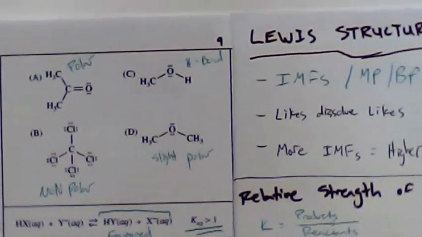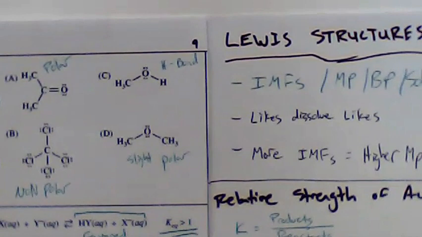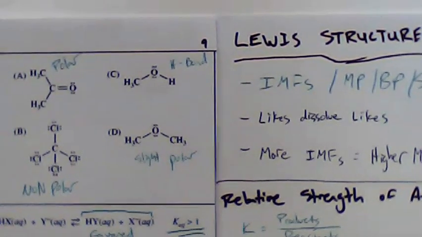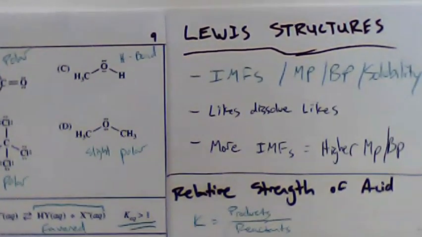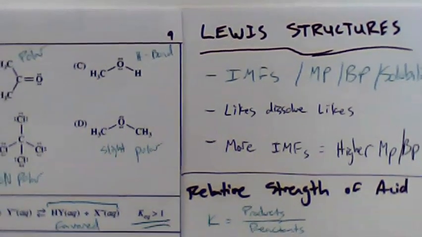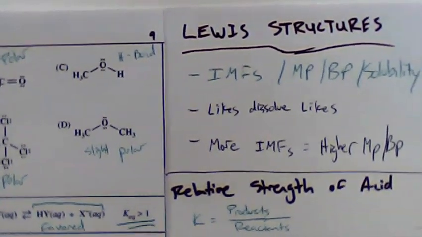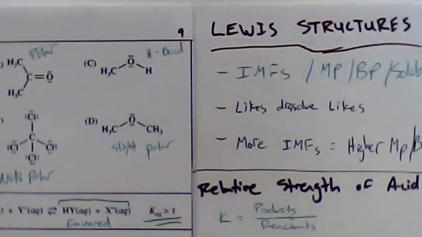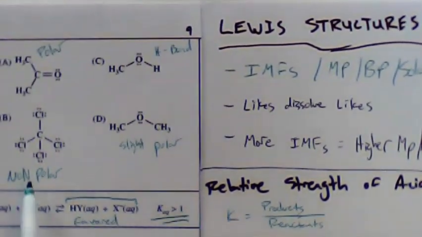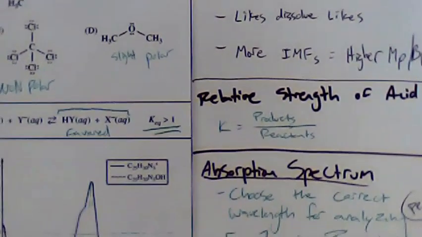All right, last one. Again, looking back at Lewis structures and intermolecular forces. So I just labeled these things. Remember, the higher the intermolecular forces, the higher the boiling point and melting point are going to be. And you could also draw some similarities. So remember, likes dissolve likes. So what would that look like in Lewis structures?